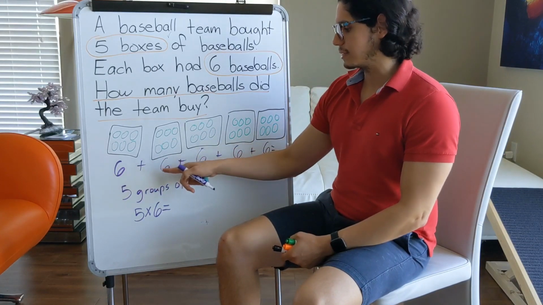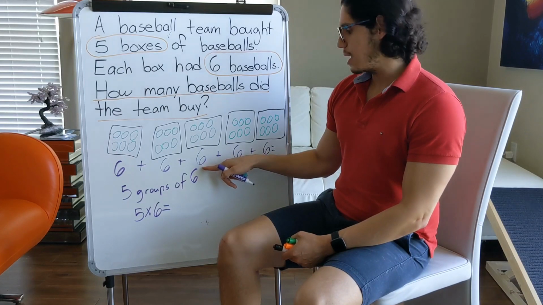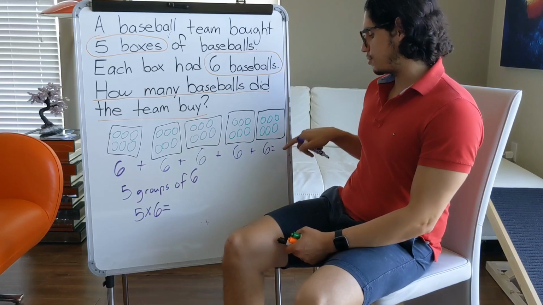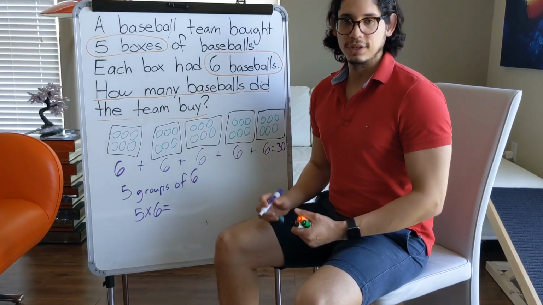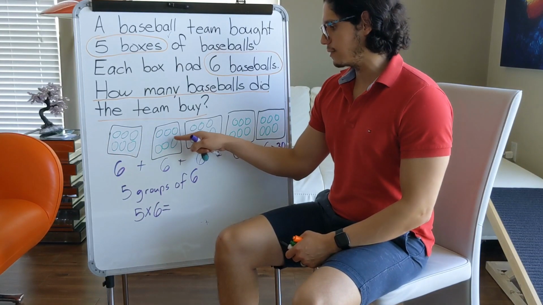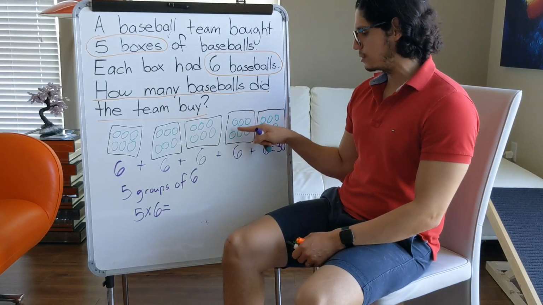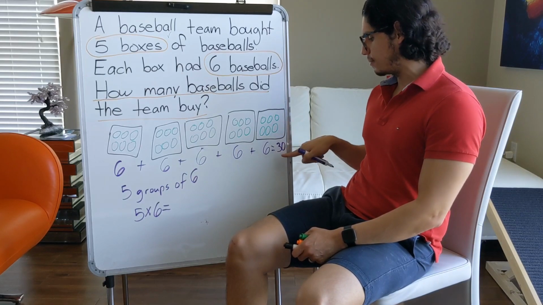6 plus 6 is 12. 12 plus 6 is 18. 18 plus 6 is 24. 24 plus 6 is 30. I can also double check my answer by just counting the baseballs. 1, 2, 3, 4, 5, 6, 7, 8, 9, 10, 11, 12, 13, 14, 15, 16, 17, 18, 19, 20, 21, 22, 23, 24, 25, 26, 27, 28, 29, 30.